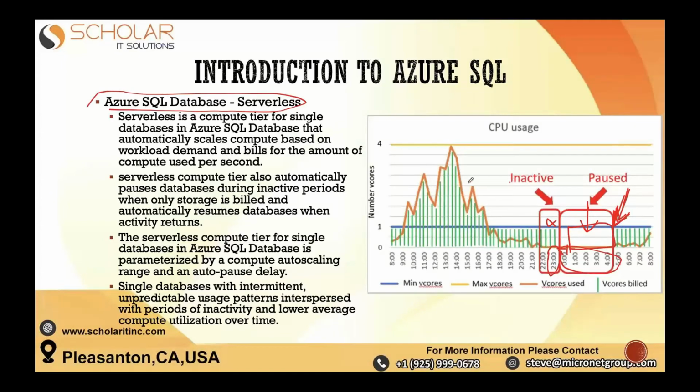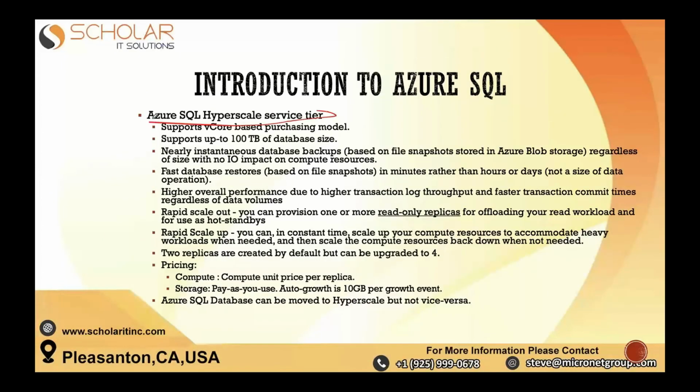Okay, now hyperscale. What happens is, serverless and all others other than hyperscale support a maximum of up to 4 terabytes, right? Hyperscale supports up to 100 terabytes. Okay, it is again only available in the vCore purchasing model. It provides nearly instantaneous database backup because it takes a snapshot.